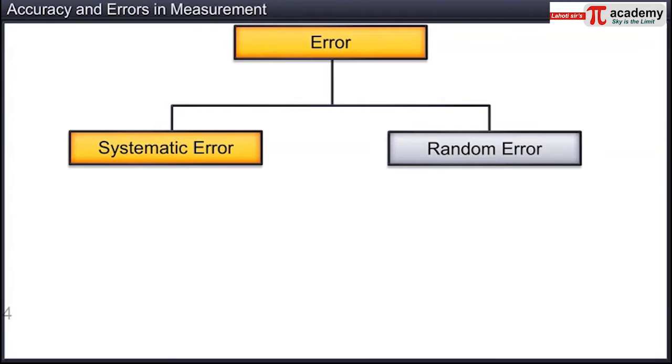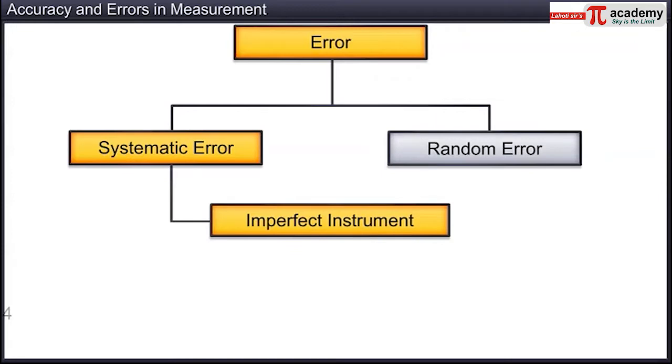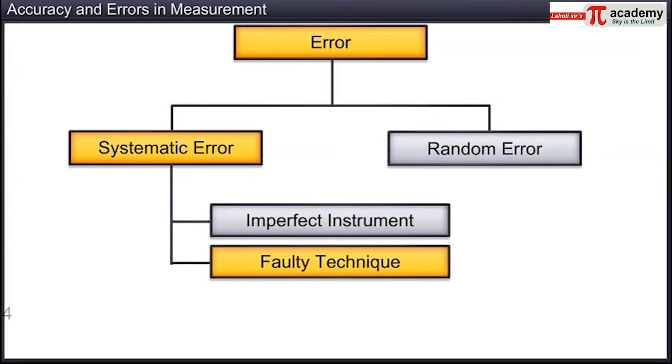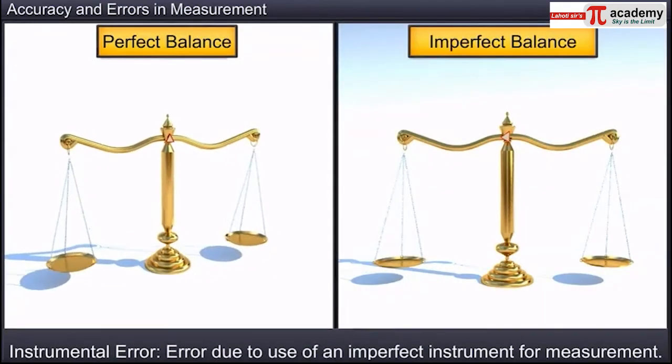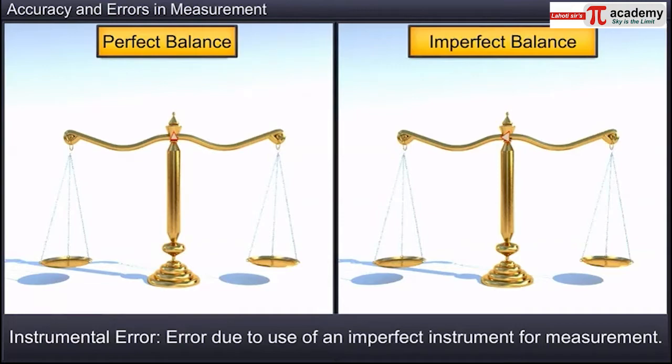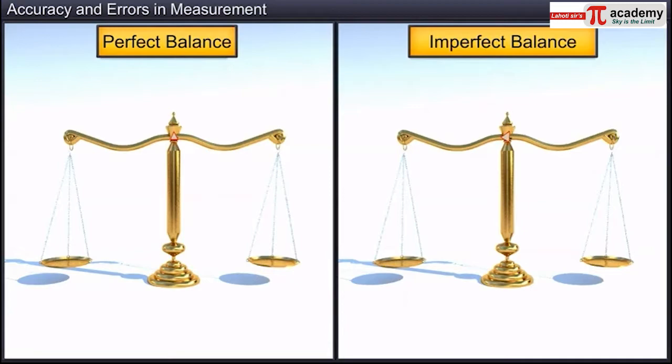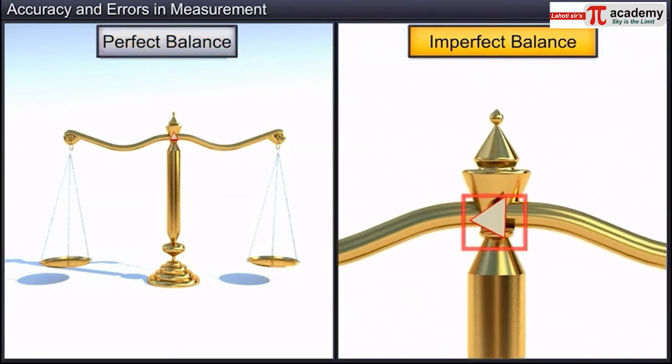A systematic error can occur due to an imperfect instrument, a faulty measurement technique, or incorrect process of measurement. Errors may occur due to the use of an imperfect instrument for measurement. Such errors are known as instrumental error. For example, if the needle of a simple balance is skewed or bent, it always shows a weight that is more or less than the actual weight of the object being weighed.